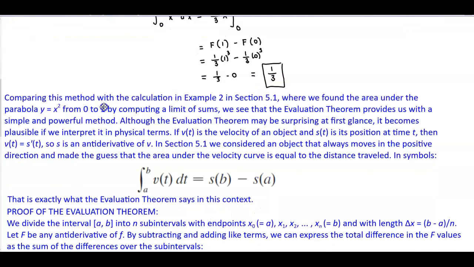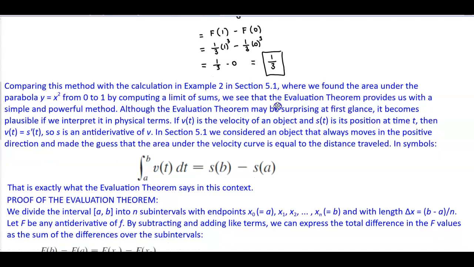Now, comparing this method with the calculation in example 2 in section 5.1, where we found the area under the parabola y equals x squared from 0 to 1 by computing a limit of sums, we see that the evaluation theorem provides us with a simple and powerful method. Although the evaluation theorem may be surprising at first glance, it becomes plausible if we interpret it in physical terms.